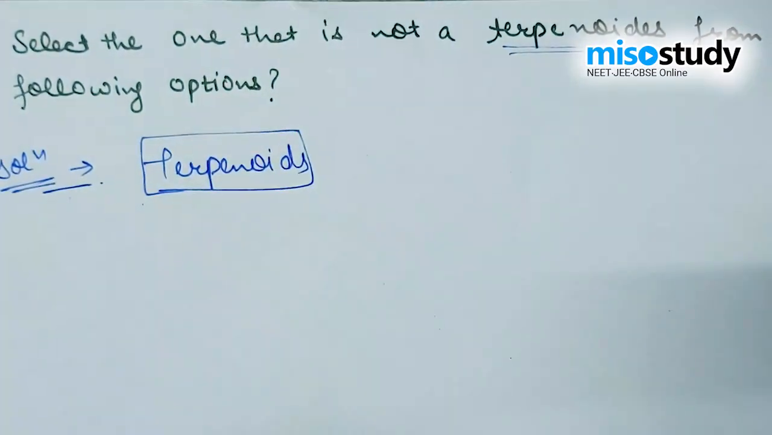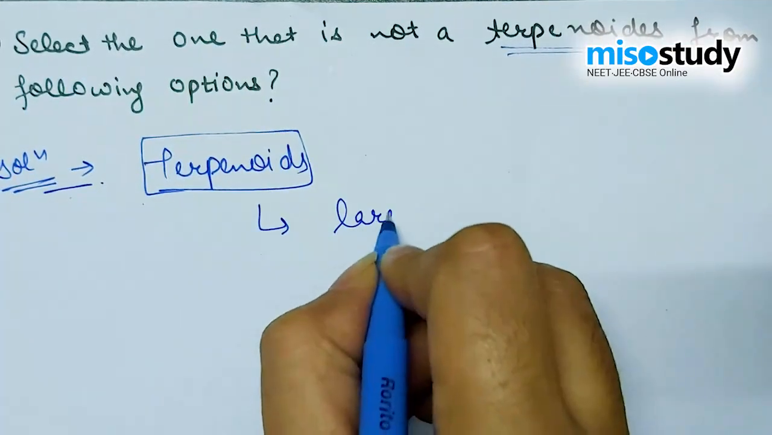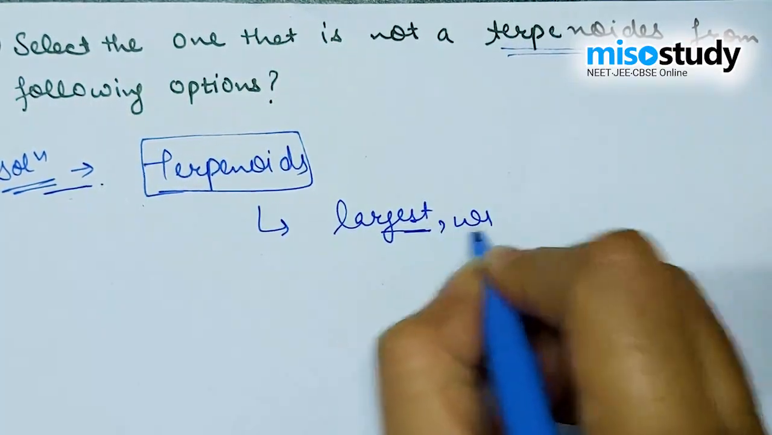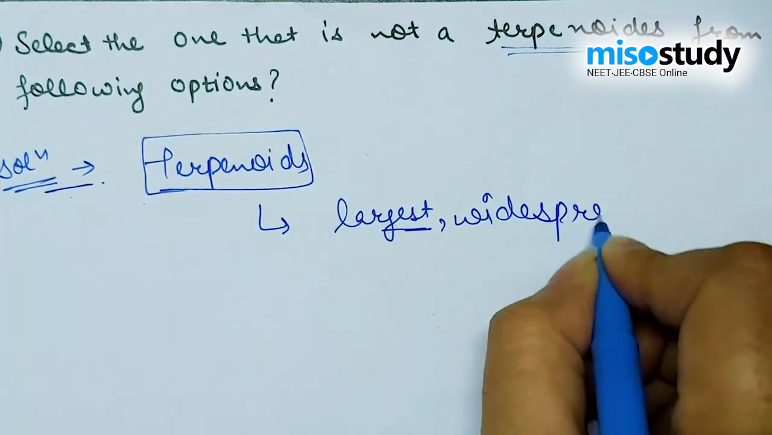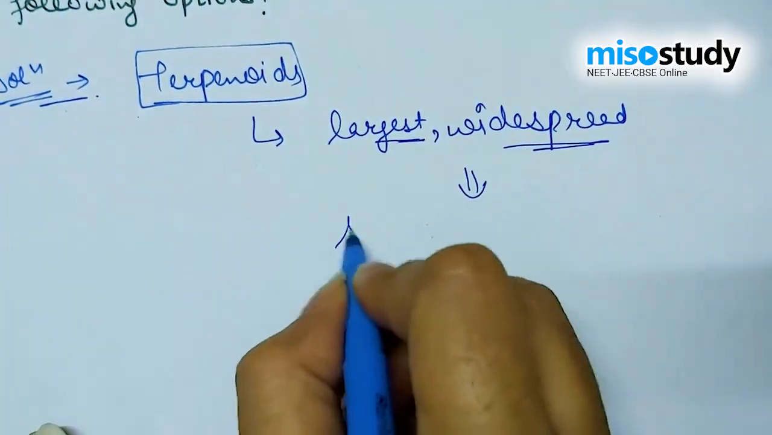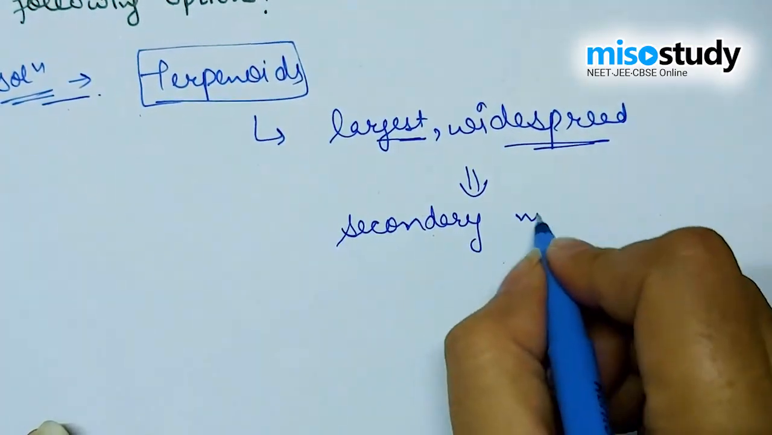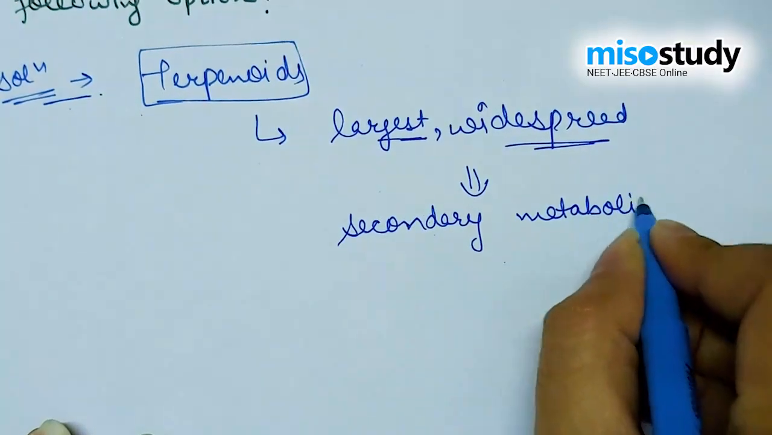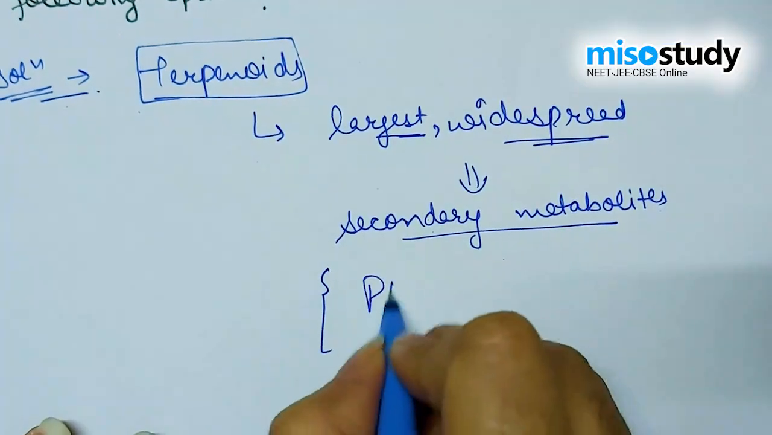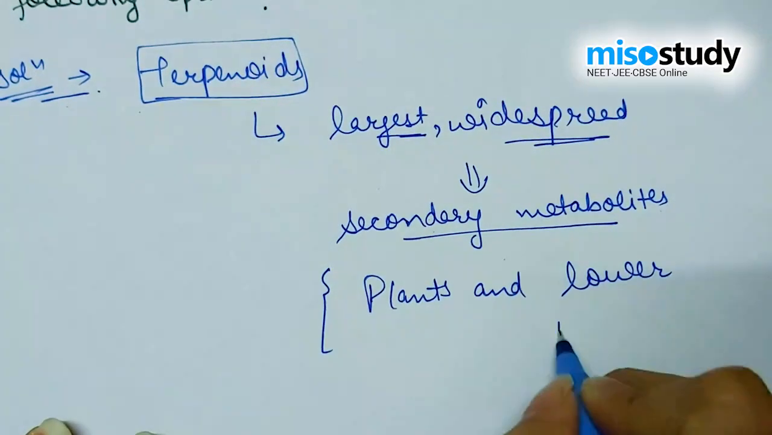When we discuss terpenoids, they are the largest and most widespread class of secondary metabolites present in plants and lower invertebrates.